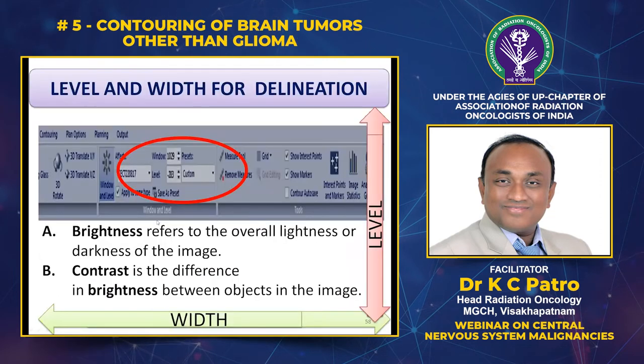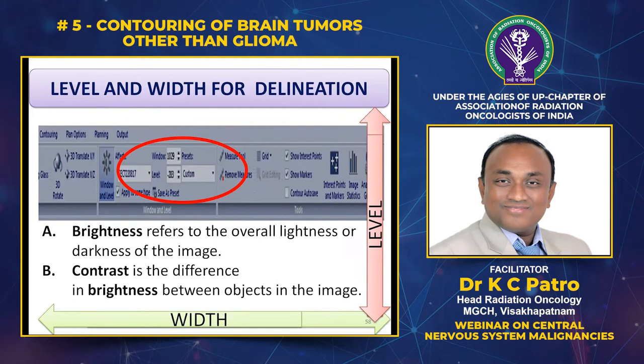So if you see, adjusting the window is very important, because we have a bone window, we have a soft tissue window, we have a mediastinum window, we have a lung window. So how to adjust? Is it easy, or do we have to always talk to the radiologist? It is very easy, nothing to worry. There are two things: one is brightness, another is the contrast.